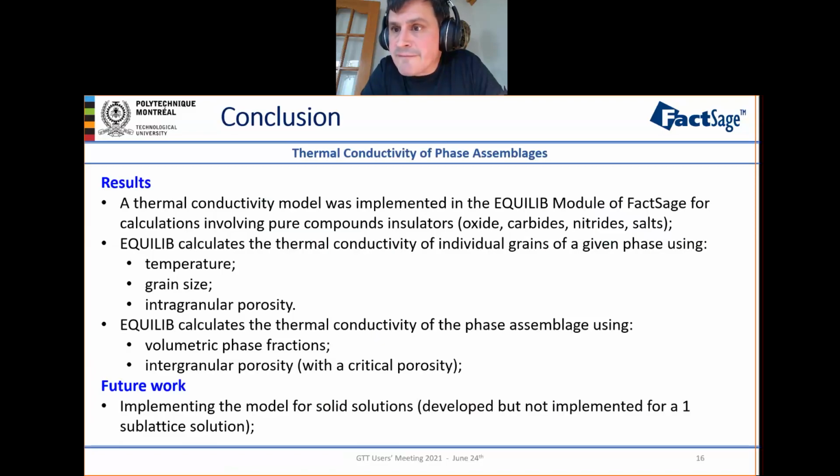the mixtures on one sublattice. So we did it for NaCl, KCl, and other salts. And in the coming years, we will be developing it for multi-sublattice solid solutions.